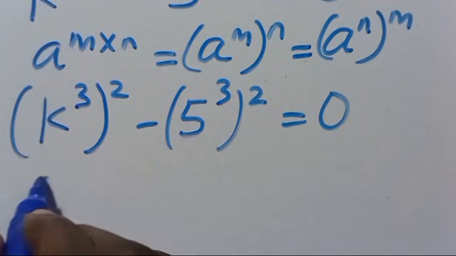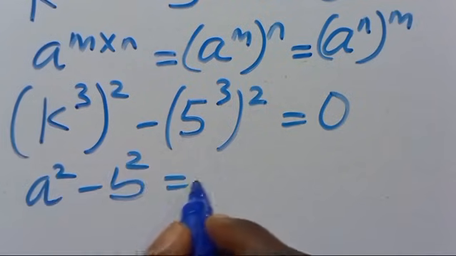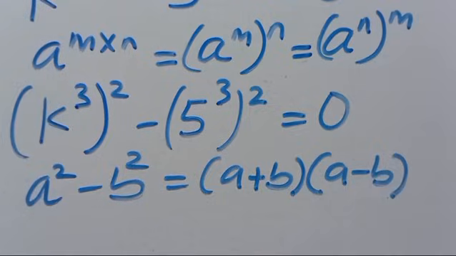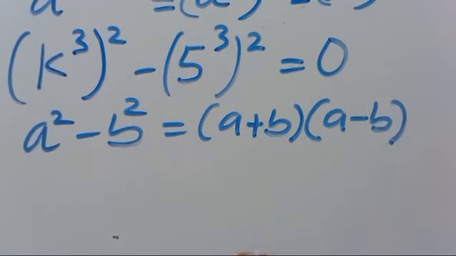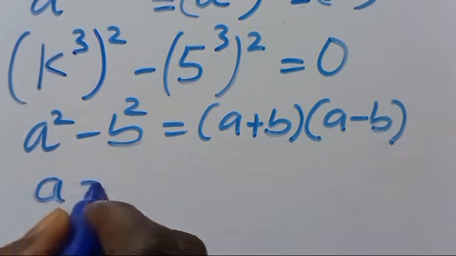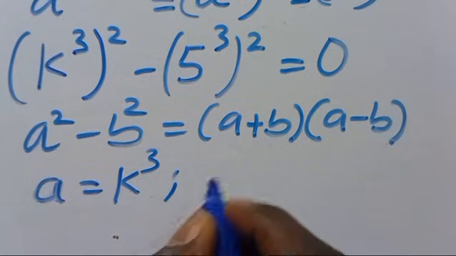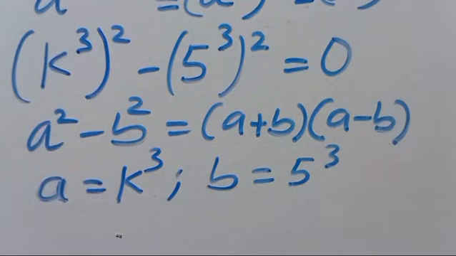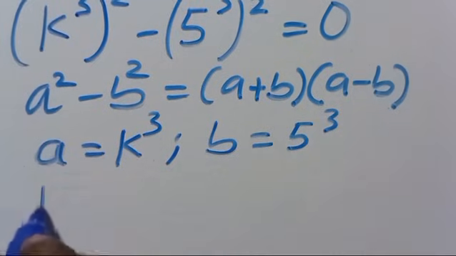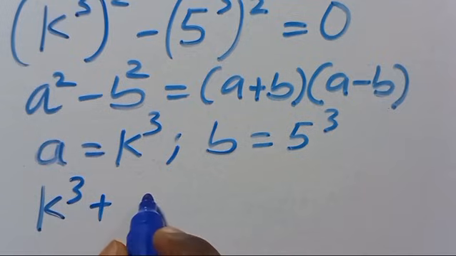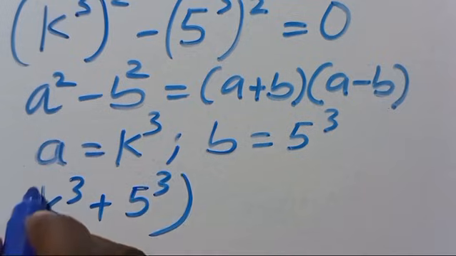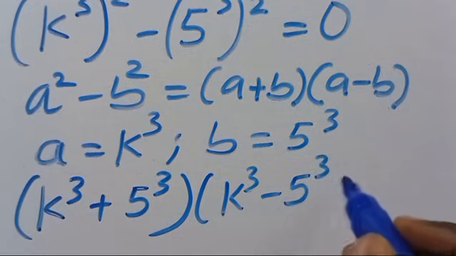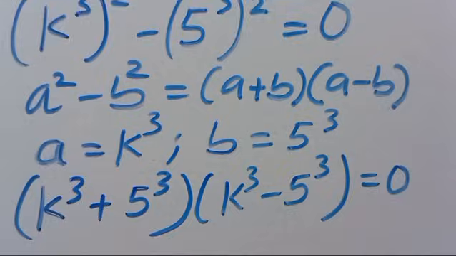Recall that when we have a square minus b square equals, open parenthesis, a plus b, we close it, multiply by a minus b. So applying it here, we are going to have our a to be equals k to the power of 3 and our b to be equals 5 to the power of 3. And so from here, we are going to have this to be k to the power of 3 plus 5 to the power of 3 in parentheses. When we apply this, then multiply by k to the power of 3 minus 5 to the power of 3, we close it, equals 0.